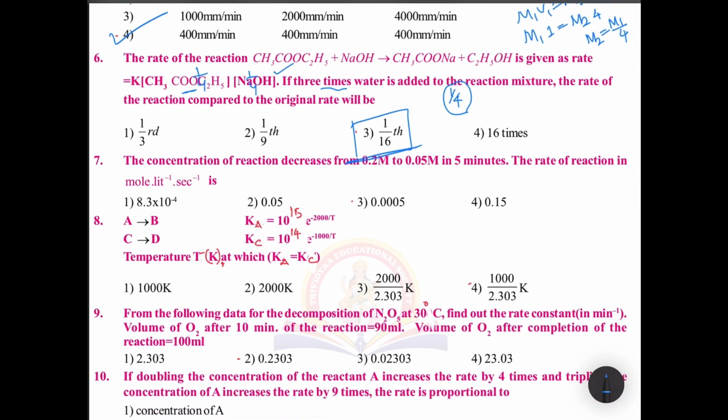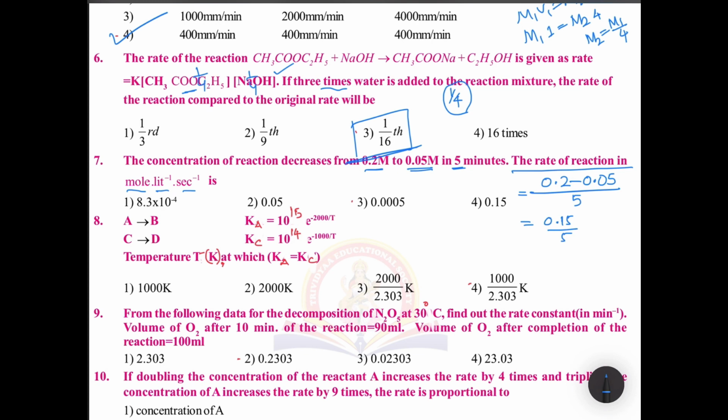The concentration of reactant decreases from 0.2 molar to 0.05 molar in 5 minutes. The rate of the reaction in moles per liter per second: rate of reaction is equal to change in concentration by time taken, 0.2 minus 0.05 by 5 minutes. So it is going to be 0.15 by 5. If you simplify, you will be getting the answer.